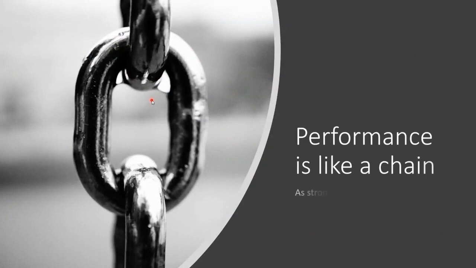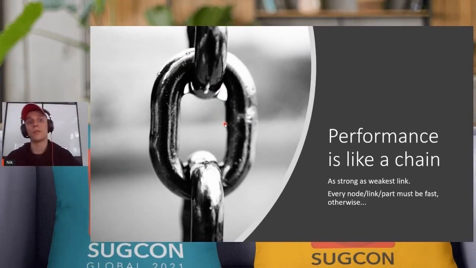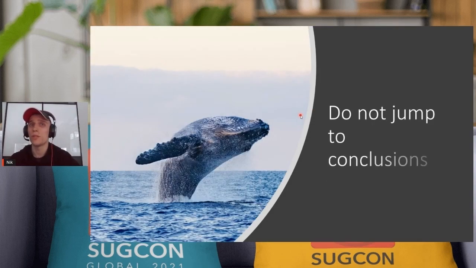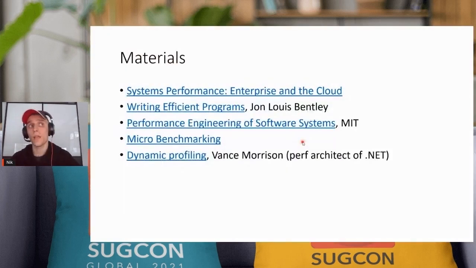So performance is like a chain, as strong as its weakest link. Every node of the system must be fast, otherwise you get it, right? If I could choose a single line from this presentation for you to take away, it is: please do not jump to conclusions without technical facts. Here are the materials that I would strongly suggest you look through if you're interested in performance stuff.